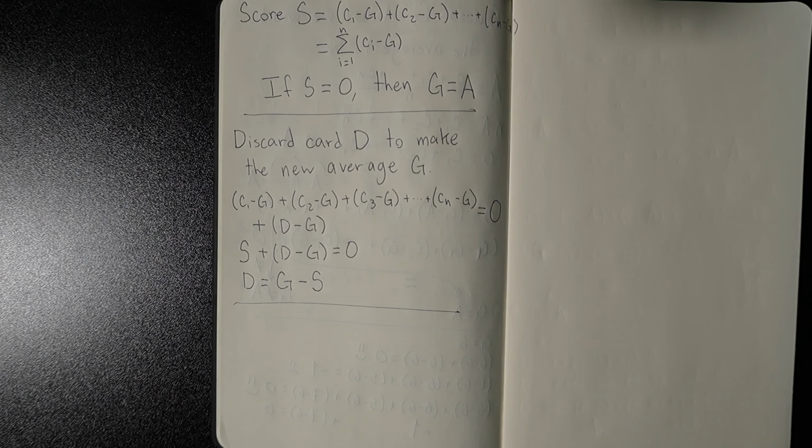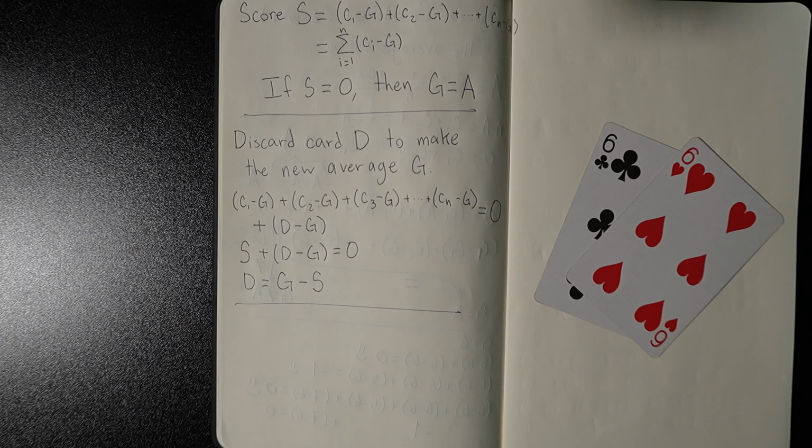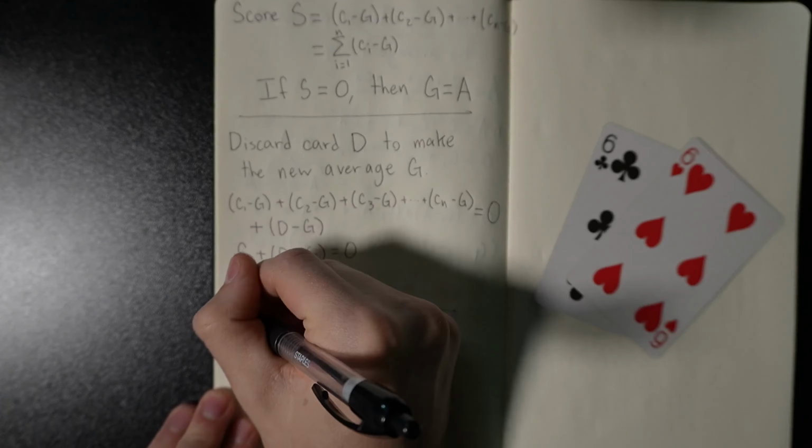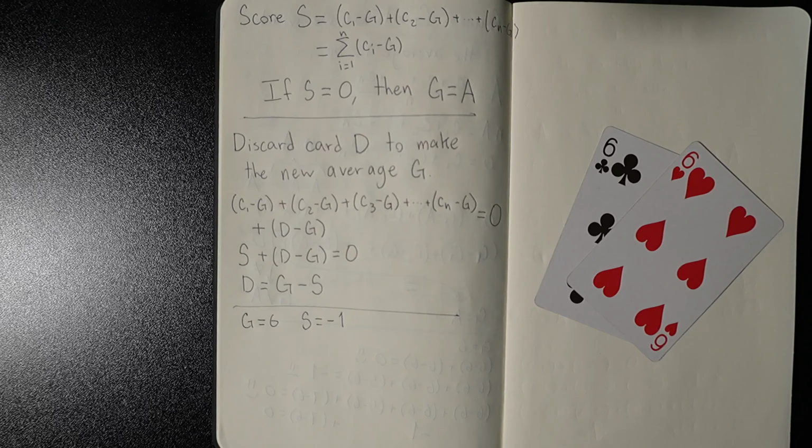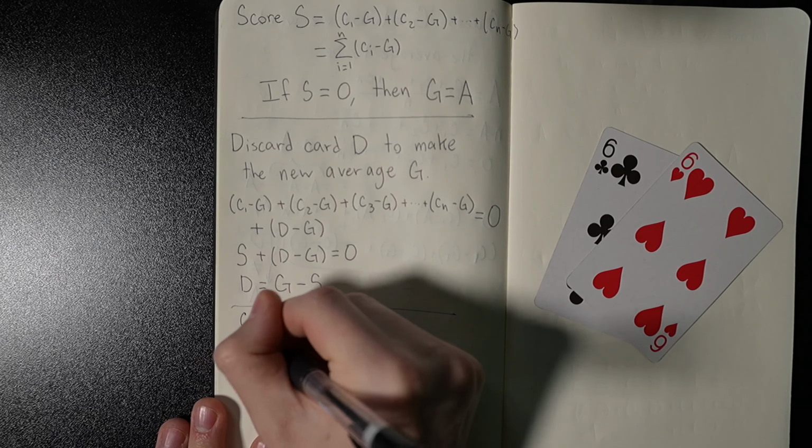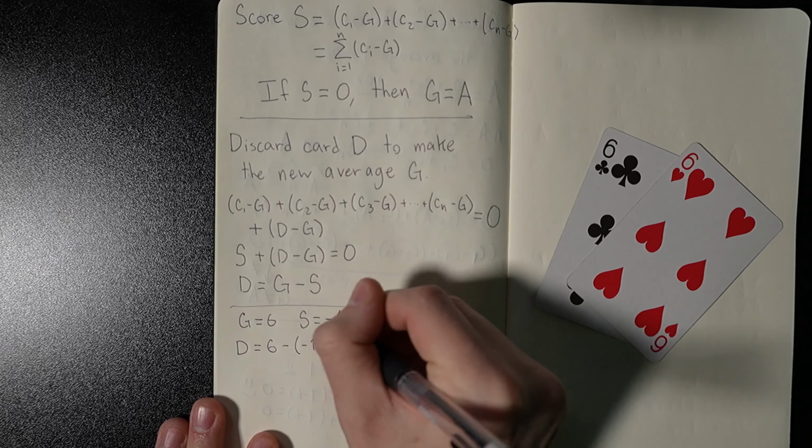Hence, for example, when the discard pile had the cards 6, 6, and 5, and we wanted an average of 6, the score was -1, and the card we wanted to discard was 6 minus -1, which was 7, just like player 4 discarded.